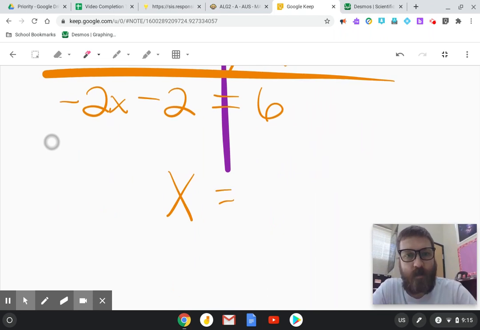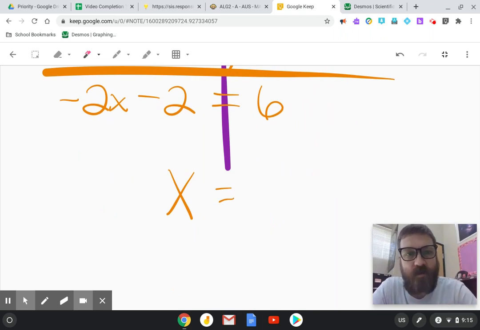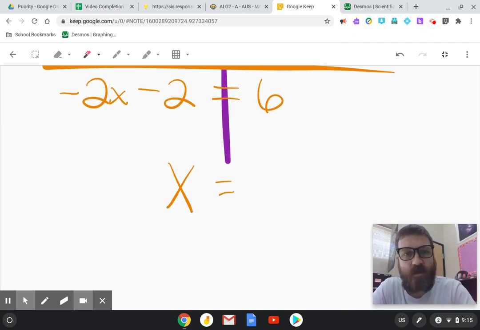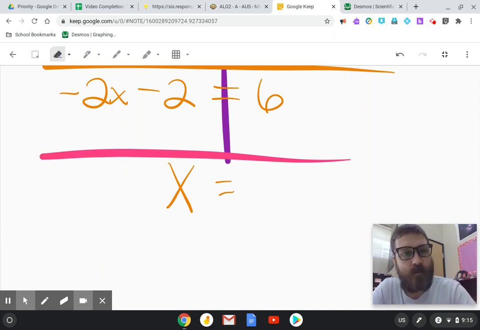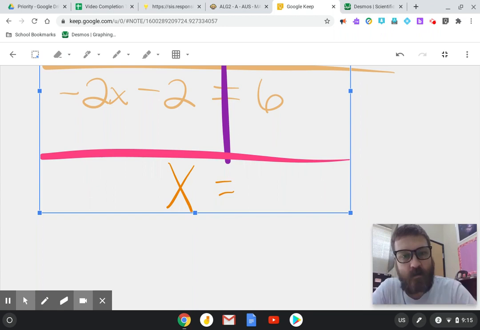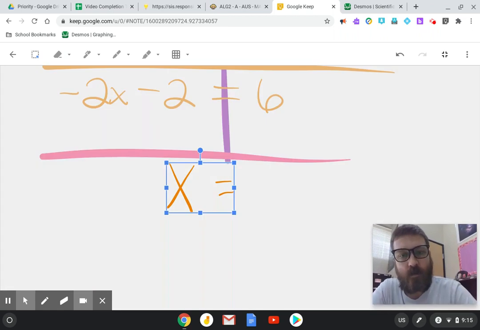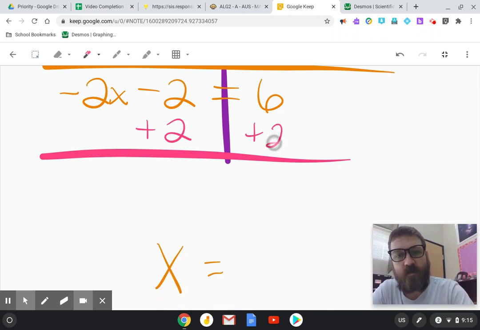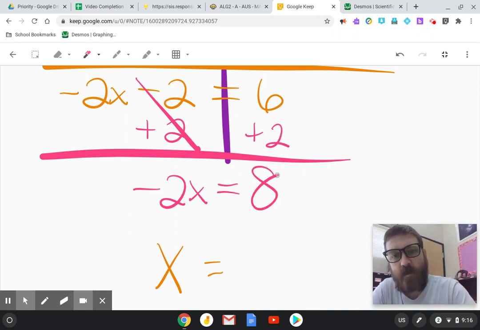All right, so now we have this equation. Again, the equation remains balanced because I did the same thing to both sides. So I'm going to do a similar process. I want to move this negative 2 over with the 6. So I do the opposite. I'm going to move this down out of our way here. I'm going to add 2 to both sides of the equation. That's going to cancel, which is what I wanted to happen, leaving me with negative 2x equals 8.